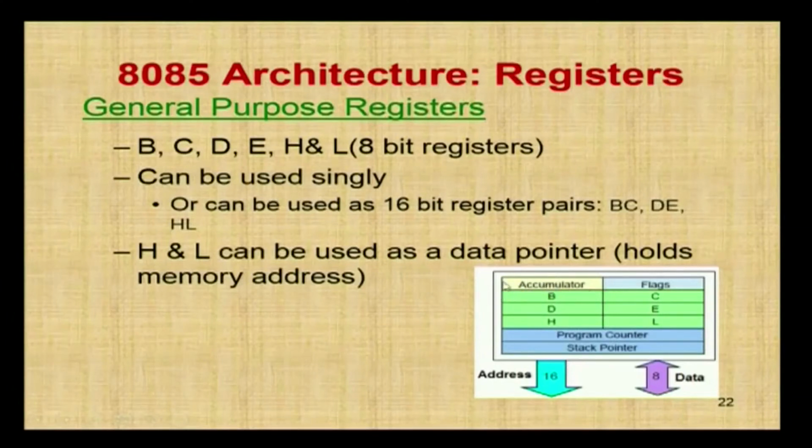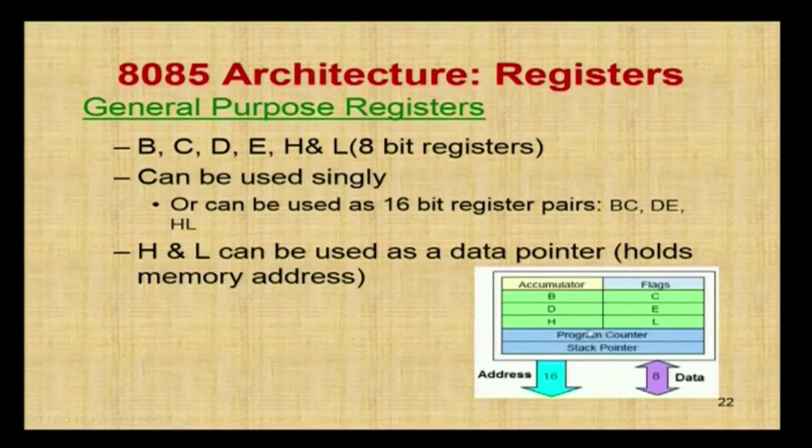So, the architecture is basically the accumulator, flag register, B, C, D, E. The general purpose registers are all 8-bit registers, and then there are the 16-bit registers. B, C, D, E, H, L are 8-bit registers. They can be used as 8-bit registers, or they can be combined together. H and L can be combined, and D and E can be combined, and you can use them as a 16-bit register.